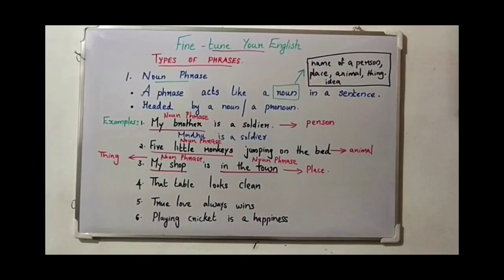See the third example. My shop is in the town. There you can see two noun phrases. My shop is one phrase and in the town is another phrase. And my shop, it says about name of a thing. My shop, a pronoun and a noun. And in the town is referring to the name of a place.